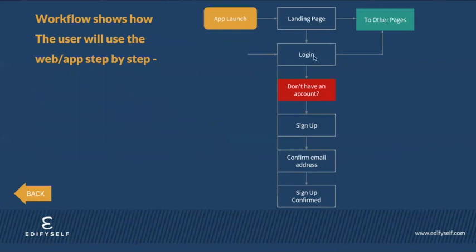If the user wishes to log in, he has a login screen. If he's already a user, he can log in and go to the other pages. If he is not a registered user and he doesn't have an account, he needs to sign up. So whatever steps are required in sign up, maybe confirm email address or get your sign up confirmed, and then go back to the login page, enter your credentials, and you can go ahead to the next pages. So this is a simple workflow for a regular task like login and sign up.